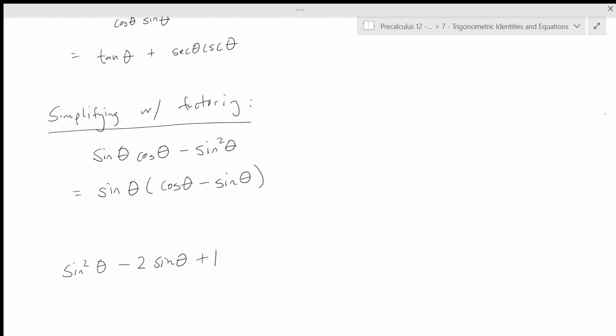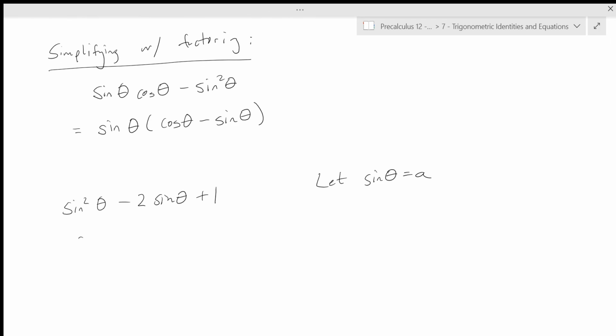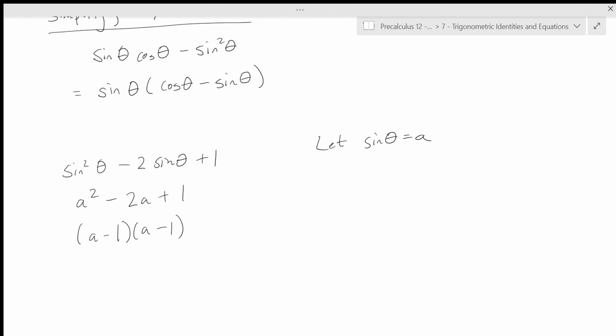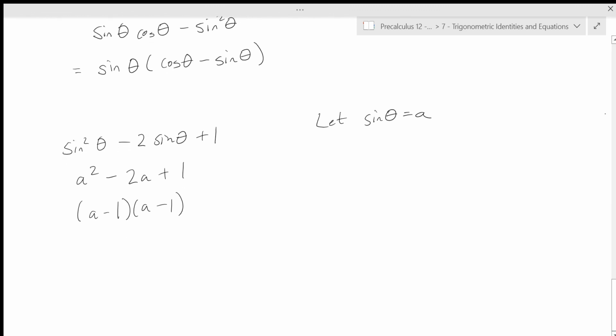So what I would do in this case is let sine theta equal a. So let's just make this simpler. So this is like a squared minus 2a plus 1. This factors pretty easily to a minus 1 times a minus 1. Okay, so this here can become sine theta minus 1 times sine theta minus 1. Or we could write it as sine theta minus 1 squared. So we can do the same kind of factoring with trig functions. We just have to take a broader view and see the whole sine thing is just a variable. We factor it like another variable, and then we can replace it at the end.